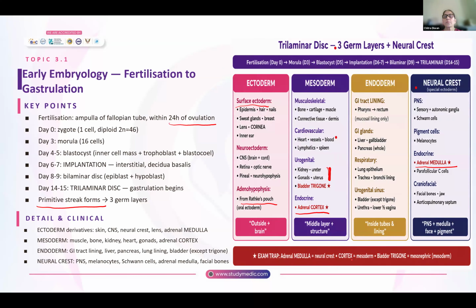Another important thing to remember is about the bladder trigone. Bladder, we know, develops from the urogenital sinus. Urogenital sinus develops from the endoderm. But a part of the bladder trigone, that develops from the mesoderm or from the mesonephric duct. So these are important points from this slide.